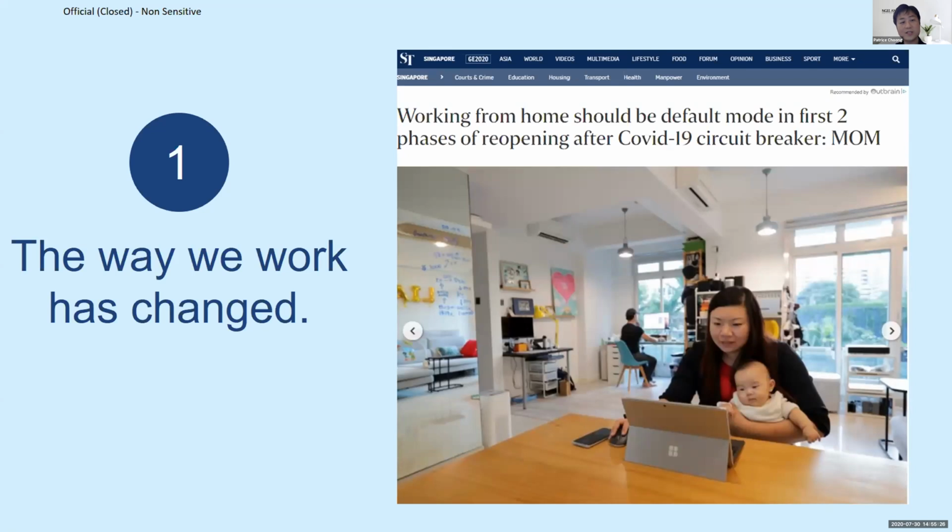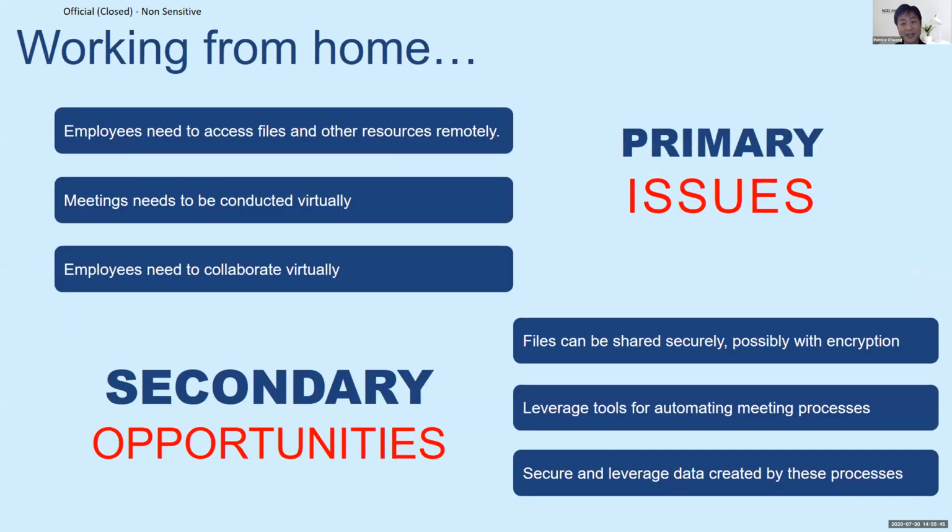The first thing is, since the COVID situation has hit us, the way we work has changed. So you can see in the picture, a mother holding her baby while perhaps attending a Zoom meeting for work. And this has become a common sight for the workplace at home. And working from home created several issues, right? Employees need to access files and other resources remotely. Meetings need to be conducted virtually. Employees need to collaborate virtually. And there are secondary opportunities and challenges. Files, when you need to share them, need to be shared securely. We can leverage more digital tools to automate meeting processes, and we can leverage data created by these processes. So working from home provided some challenges, but also created other kinds of opportunities.